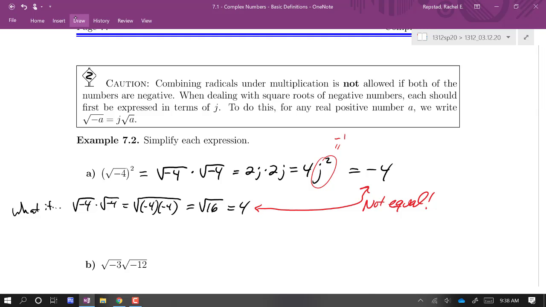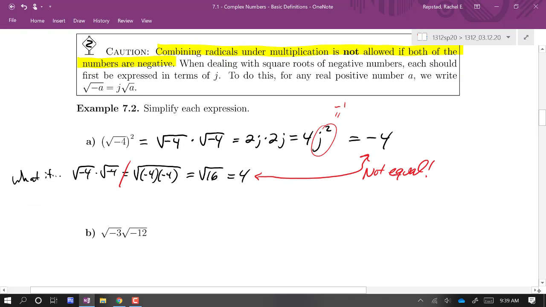So in fact, our problem with this last line is that those two things are not equal. The square root of -4 times the square root of -4 is not equal to the square root of -4 times -4. That's what this warning here says. Combining radicals under multiplication is not allowed if both of the numbers are negative. So if they're both negative, just pull out the j, like we did in the top line. Simplify each radical first. And that's good practice anyway. Pull out the j first, and then do the stuff with the radicals that have positive numbers in them.